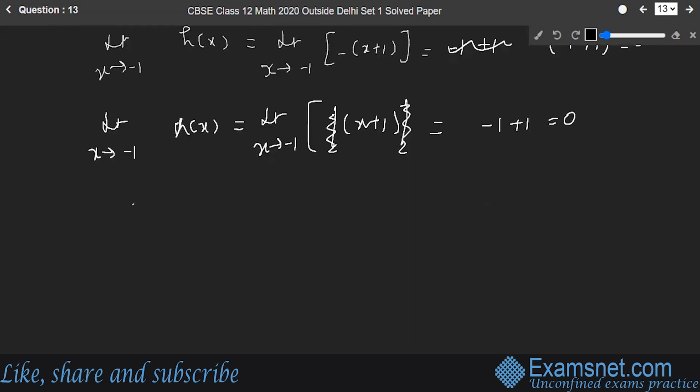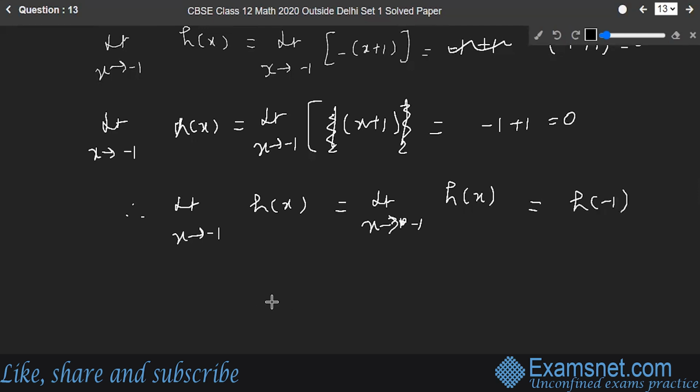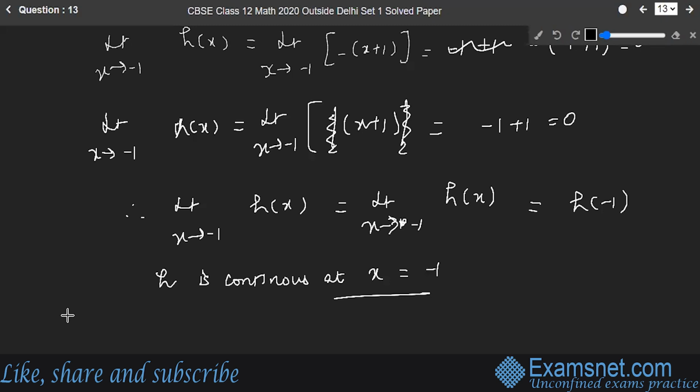Therefore, limit x approaching -1 of h(x) is equal to h of -1. Therefore, h is continuous at x equal to -1. So from all the three observations, it can be seen that h is continuous. Okay, we have finished the page.